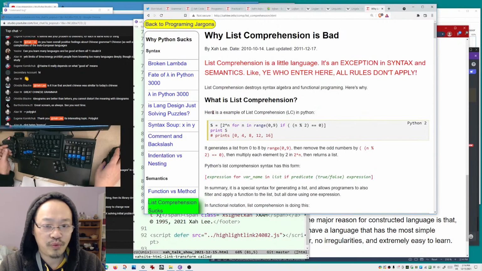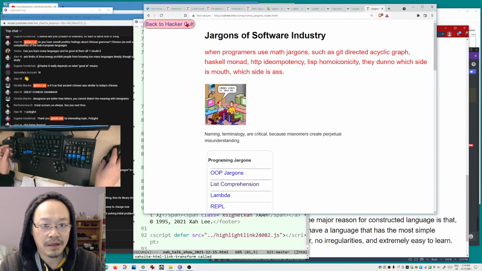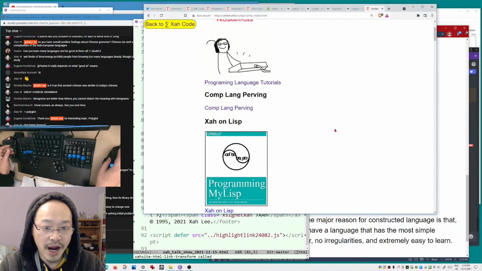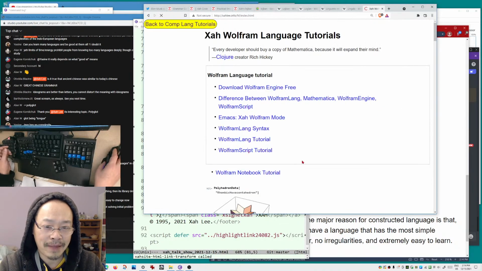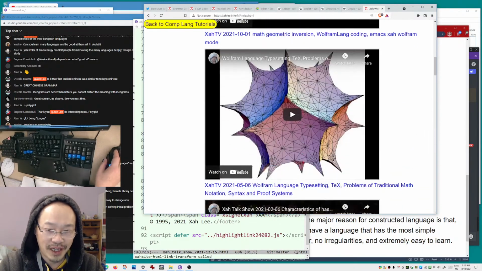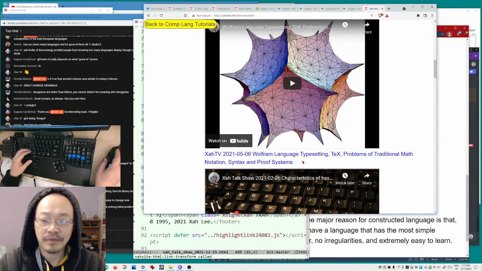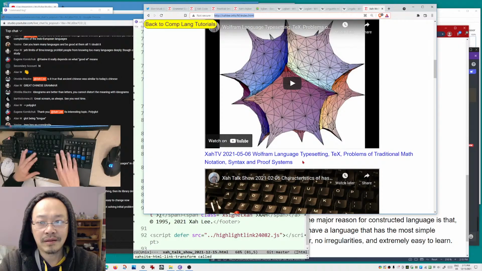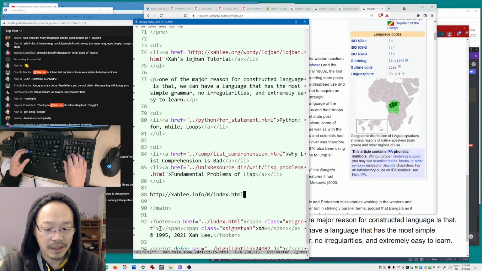And let me show you guys one language that has the least of these irregularities. Okay, so that language, you'll be surprised, is Wolfram Mathematica. Okay, this language is the most regular, yet the most powerful, flexible. Why is that? Let me explain. But that's it for today.